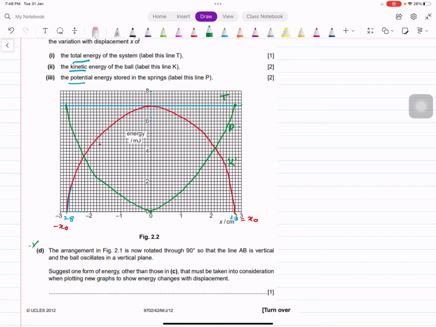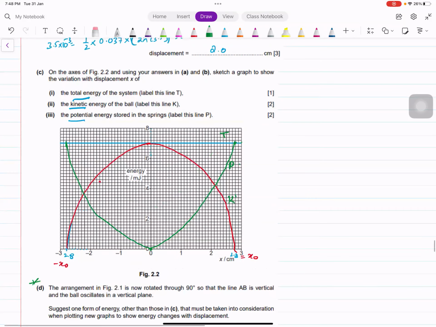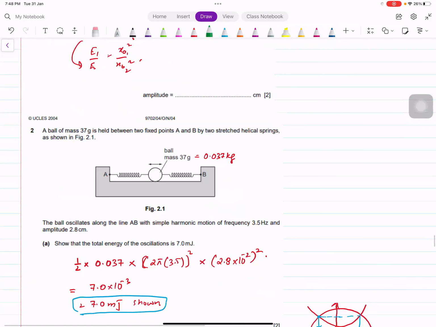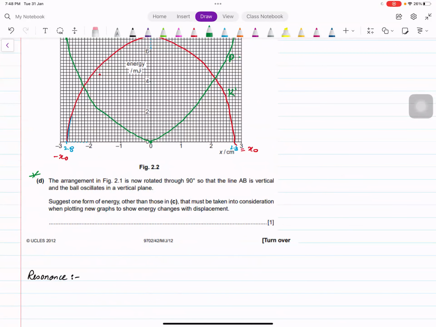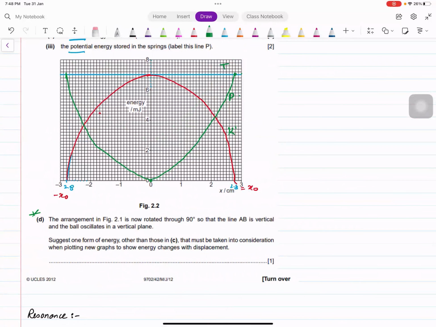Now, the interesting question is this one. It says, the arrangement in figure 2.1 is now rotated through 90 degrees so that the line AB is vertical. Like this. And now it says, suggest one form of energy other than those that must be taken into consideration when plotting new graphs to show energy changes with displacement. What form of energy that might be? Gravitational potential energy, exactly. Because now it's also going to work against gravity, no?